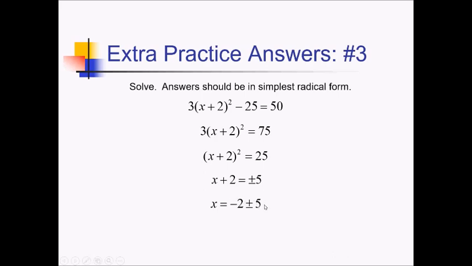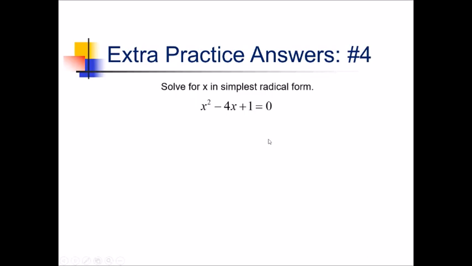At this point, it's time to actually combine these together since I can. I can't just leave it as a plus or minus, since I actually can combine negative 2 and 5. So negative 2 plus 5, that's going to give me positive 3, and then negative 2 minus 5 gives me negative 7. So those are my two solutions.